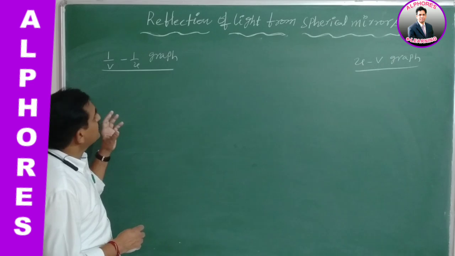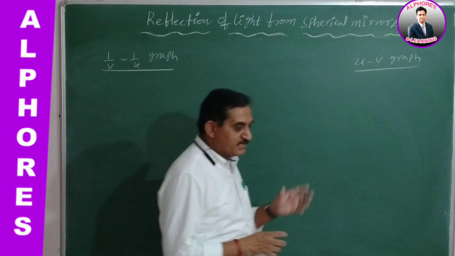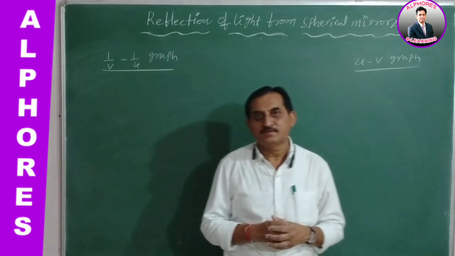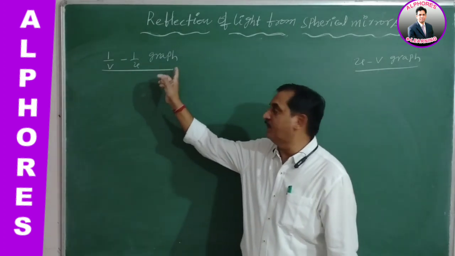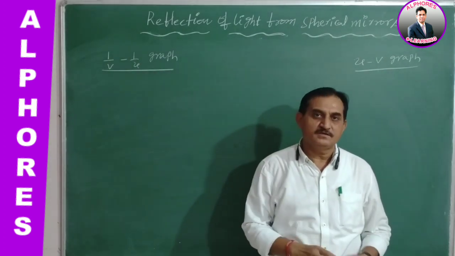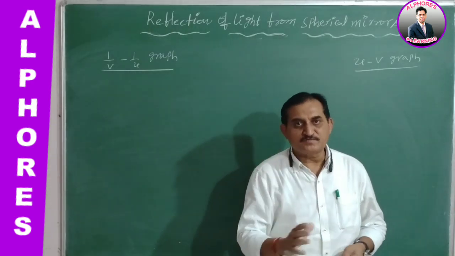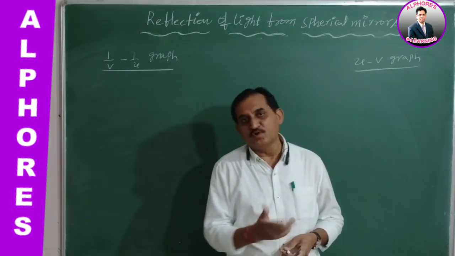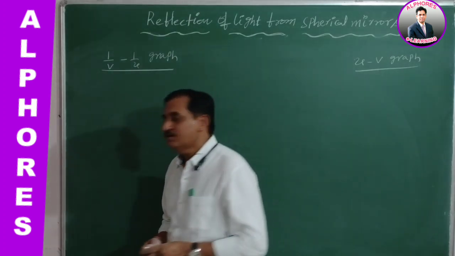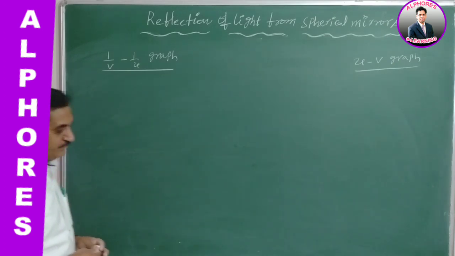Here we can make these two graphs by taking spherical mirrors, concave and convex mirrors. So we can draw the 1 by V, 1 by U graph and the UV graph for a concave mirror and also for a convex mirror. Let us start with the concave mirror, and after completing that, move on to the convex mirror. Okay, first with the concave mirror. Start with the 1 by V, 1 by U graph.